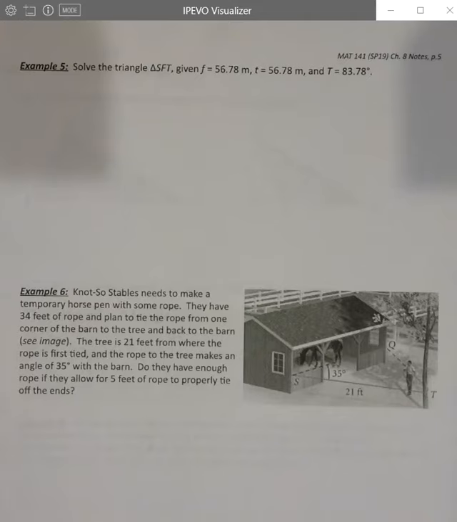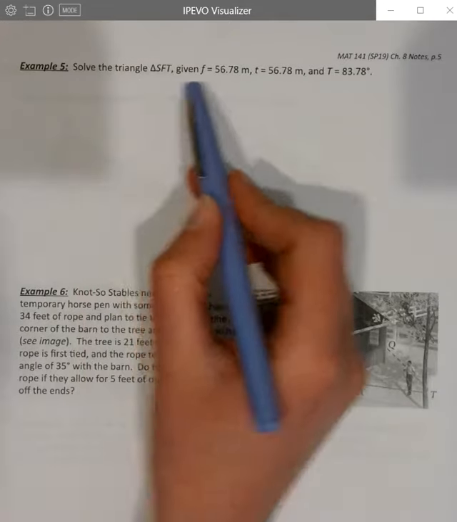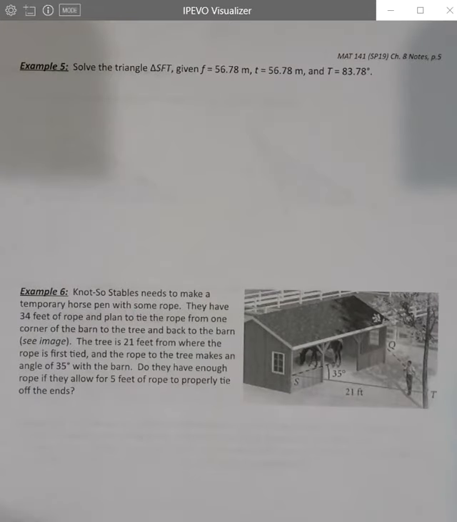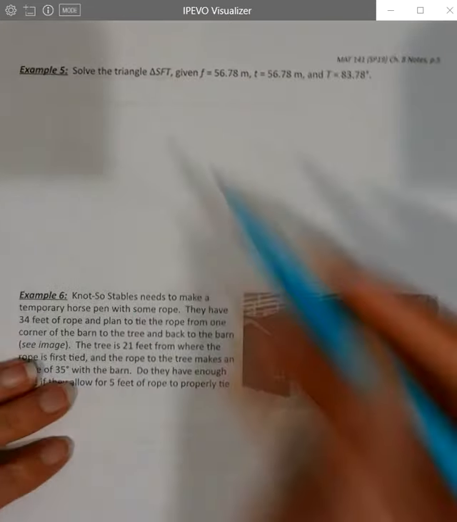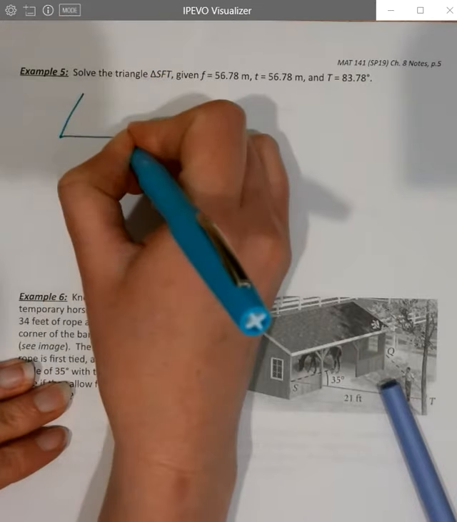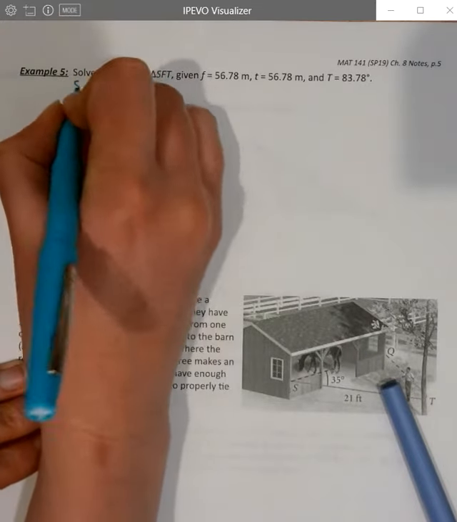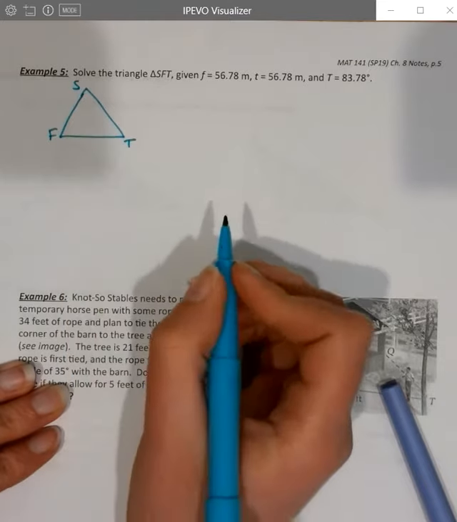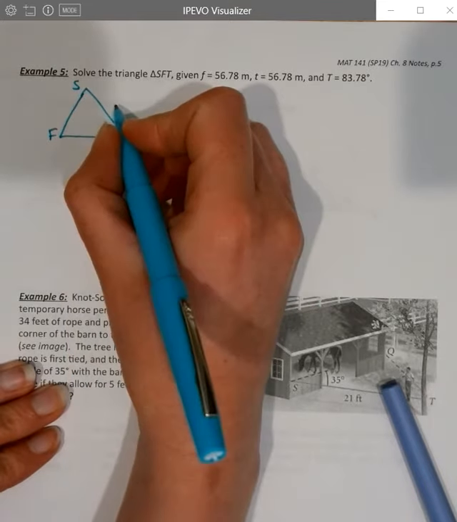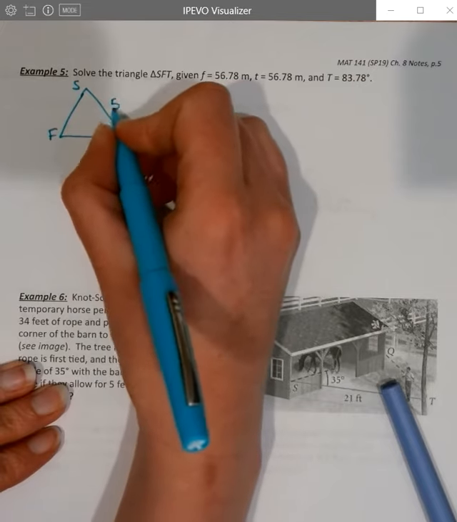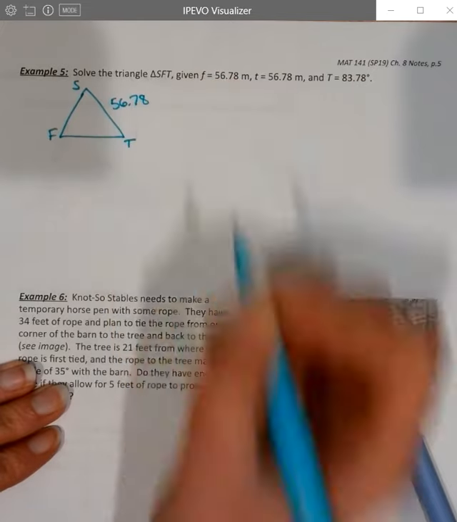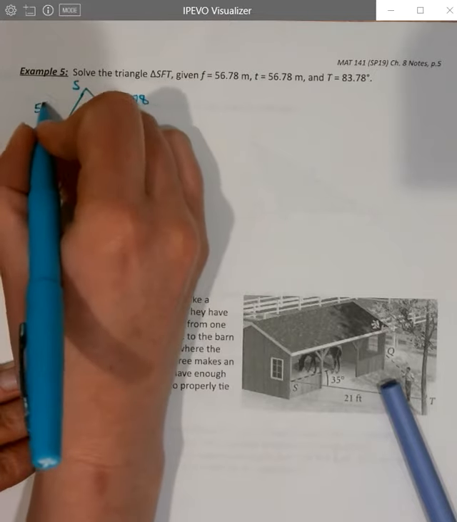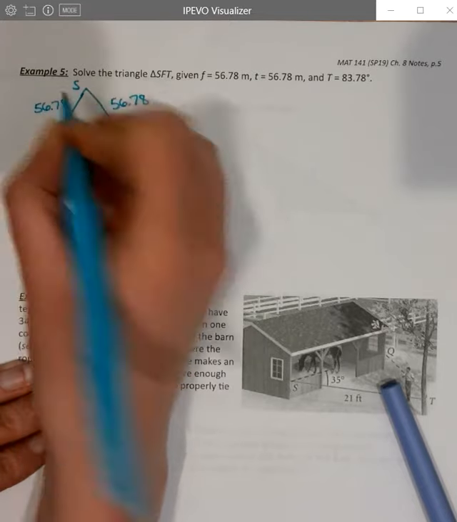In example 5, we have another triangle to solve. It's called SFT, and we have little f, little t, and capital T. Because of the name of the triangle, I know that SFT form that order, and little f has to be opposite capital F. So we're going to put our 56.78 over there, and then little t across from capital T, we're going to put a 56.78 over here.